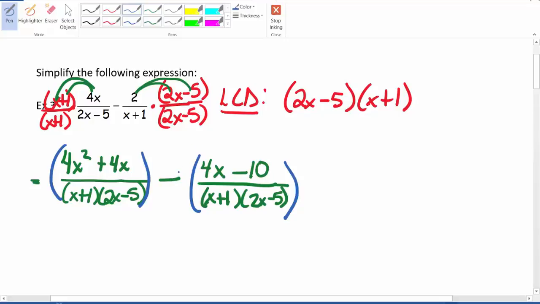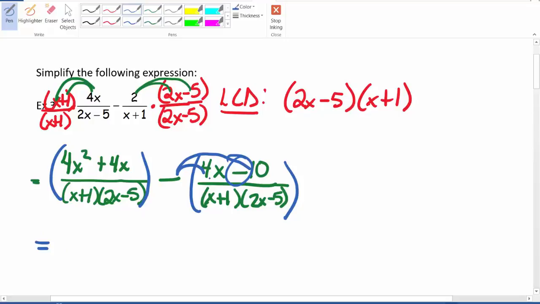Next, what we should hopefully notice is that when we subtract this rational expression minus this rational expression, we have to distribute that negative into both pieces. That is a very common mistake, where I don't see that negative applied to this second piece, that negative 10. So just be careful of that common pitfall.